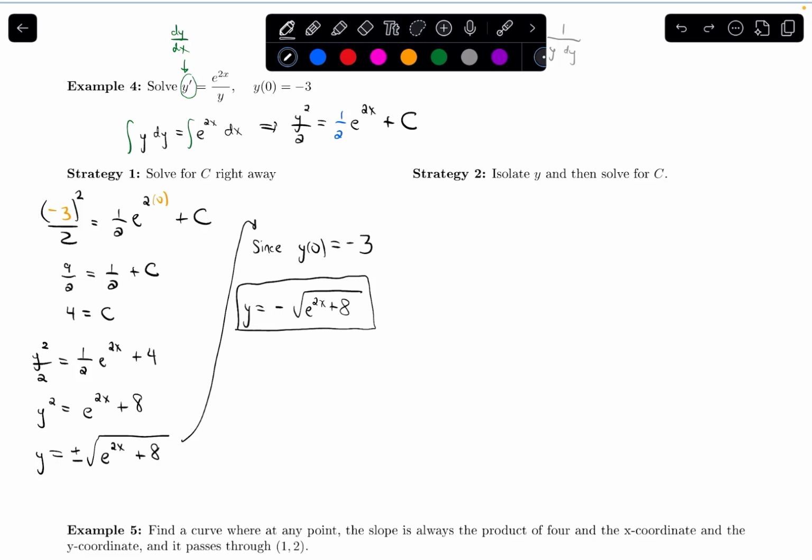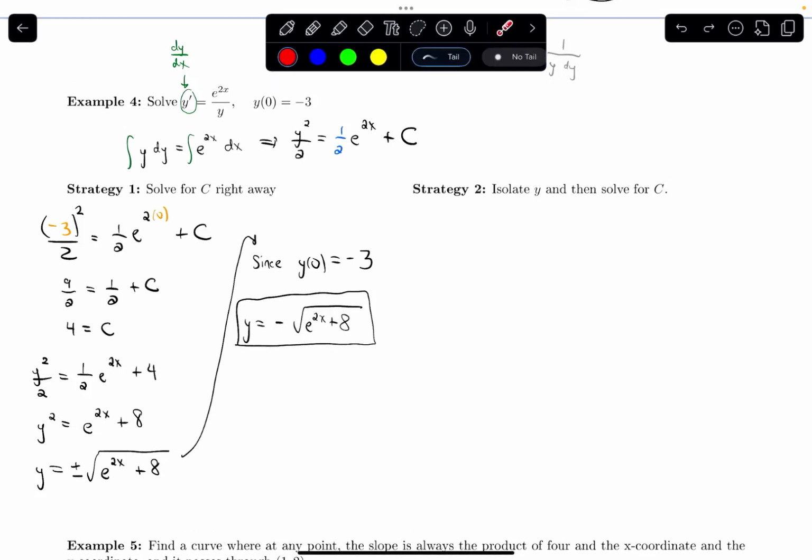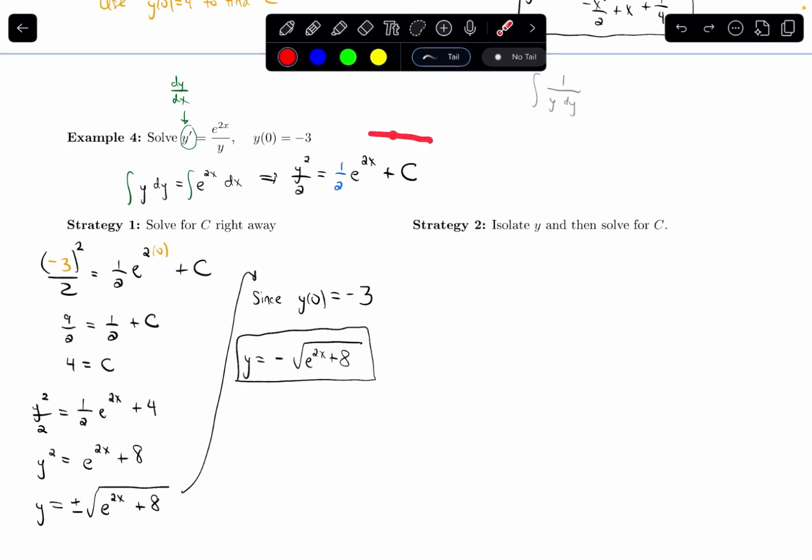There's another way I could have solved for c, which is just doing things in a slightly different order. I could instead isolate for y first. If I multiplied by 2 first, I'd get y squared equals e to the 2x plus 2c. Now I could square root to get y equals plus or minus big ol' square root of e to the 2x plus 2c.